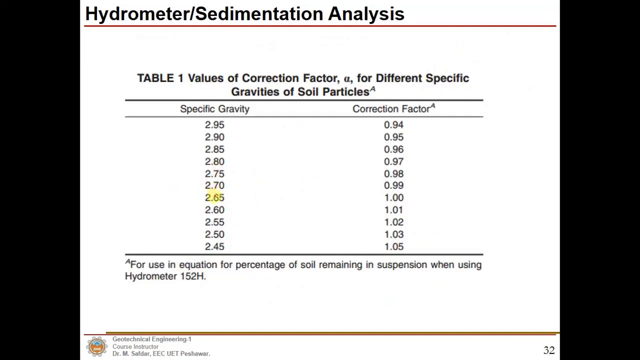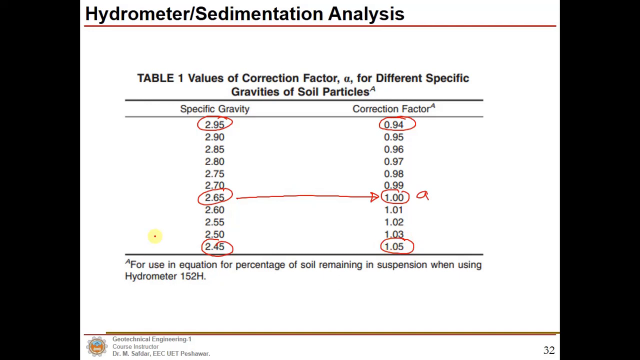For example, for 2.65 specific gravity, correction factor A is equal to 1, and for 2.5 specific gravity, correction factor is 0.94. And for 2.545, it is 1.05.